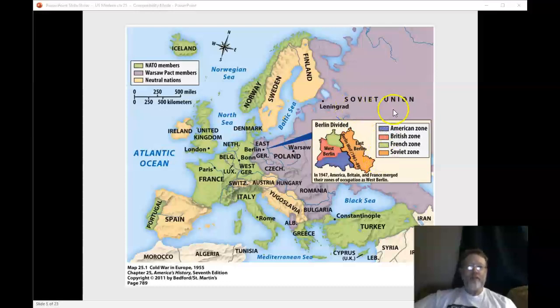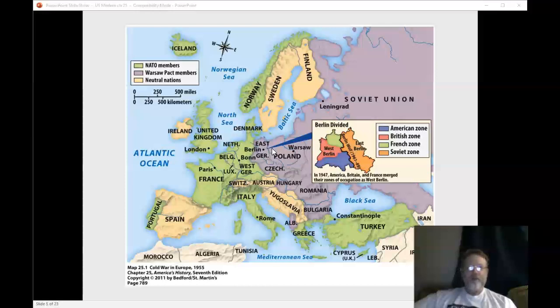But it's the Soviet Union, which is based in Moscow, and they're really pulling all the strings for Eastern Europe. So you have the green countries, which are allied with us in the West, the purple countries allied with the Soviets, and then you have the tan ones, or the neutral countries. Ultimately, most of these tan countries end up allying with us. Most of these end up allying with NATO. Most do. But at this point in time, this is 1955.